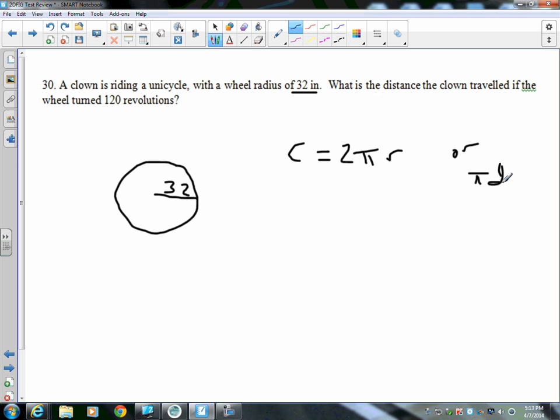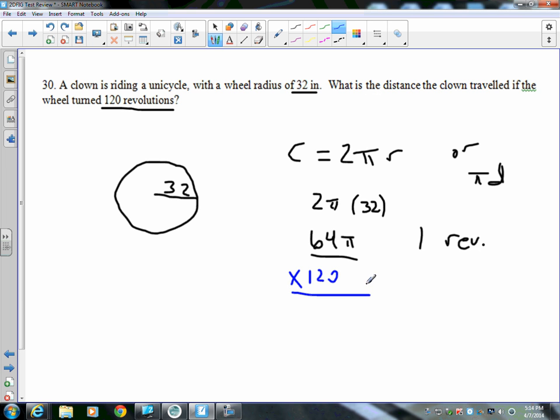or pi times diameter. Since we're given radius, let's go ahead and use this one. So we get 2 times pi times radius, which is 32. 2 times 32 is 64. We get 64 pi. This is for 1 revolution. But we don't want to find 1 revolution. We want to find 120 revolutions. We're going to take that number and multiply it by 120. We're doing this 120 times.